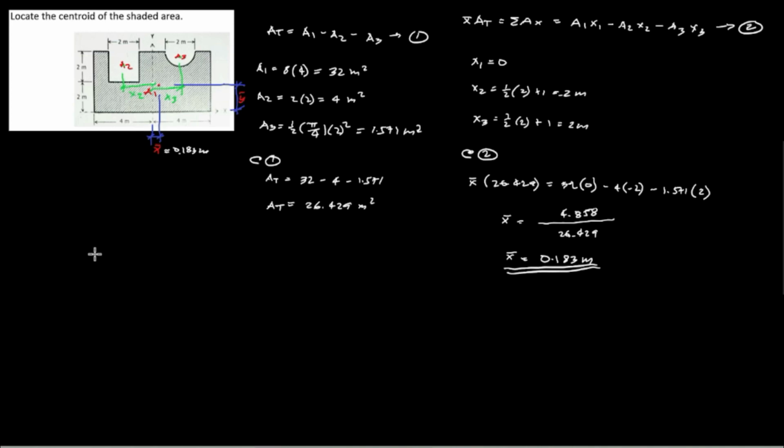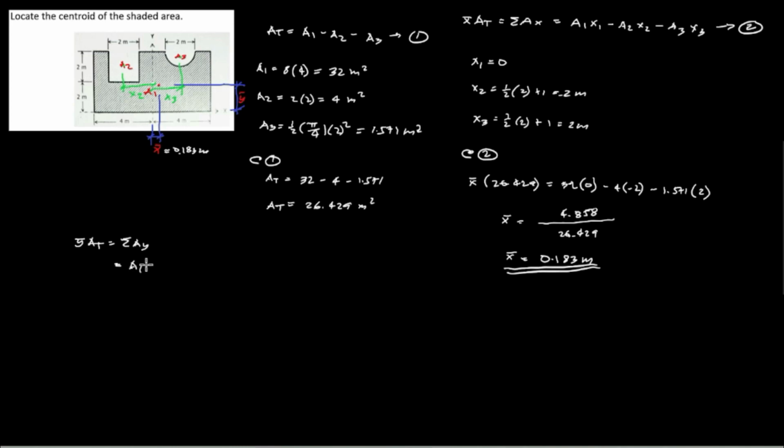Next, we will find the value for y bar. Same concept, except that it is y bar and y. Y bar times total area is equal to the summation of all areas times y.